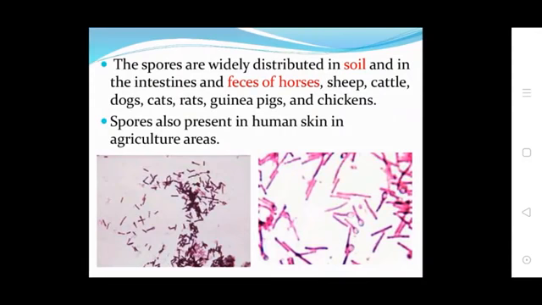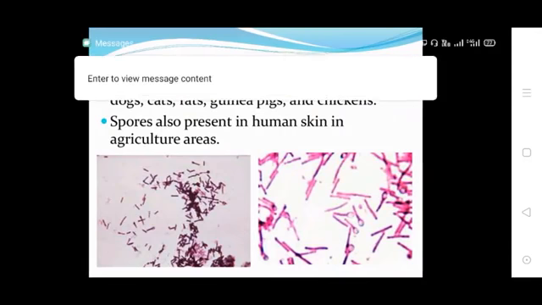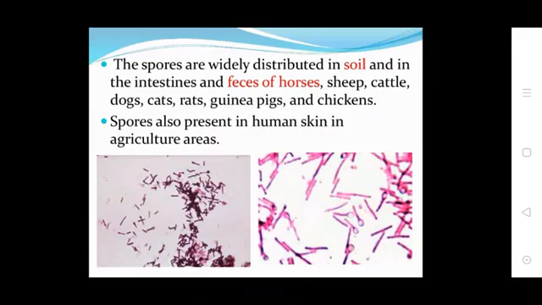The spores are widely distributed in soil and in the intestine and feces of horses, sheep, cattle, dogs, cats, rats, guinea pigs, and chickens. The spores are also present on human skin in agricultural areas.